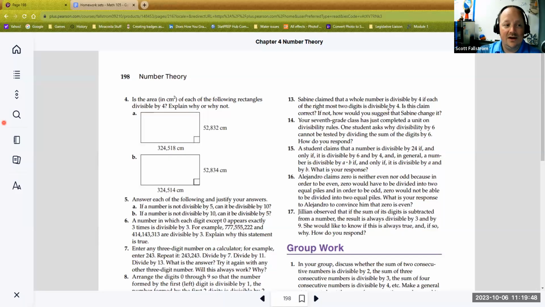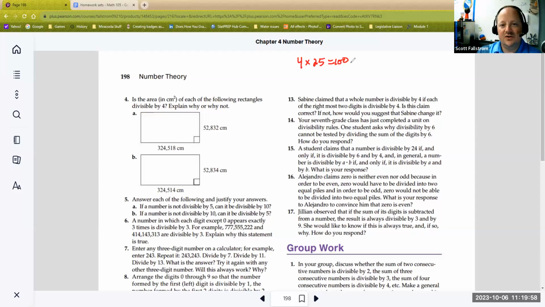Now we already had a case that we've been working with where we know that 4 times 25 is 100. So all multiples of 100 are guaranteed to be divisible by 4. And that's why whatever number we might have chosen, all we did is look at the last 2 digits because everything else is groups of 100. So we know that it works. But that's not what Sabine is claiming.